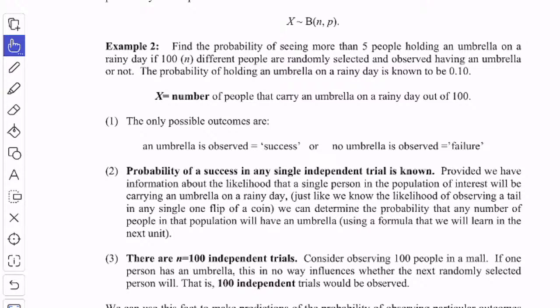Find the probability of seeing more than 5 people holding an umbrella on a rainy day, if 100 different people are randomly selected and observed having an umbrella or not. And I give you this number: the probability of holding an umbrella on a rainy day is 10%.